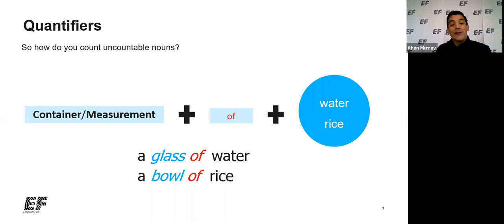So for those of us who are traveling abroad to those countries in the future, just remember that sometimes it might not be as clear. It's that reduced of sound. All right, and so just remember that whole pattern: container word plus of plus the uncountable amount. Very good.